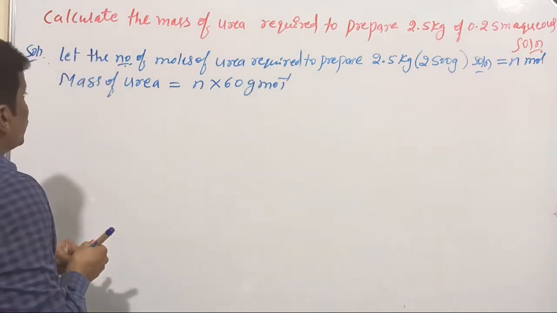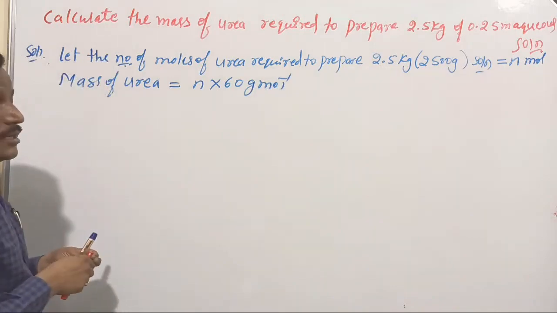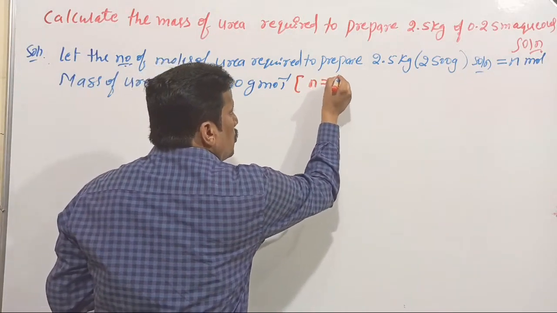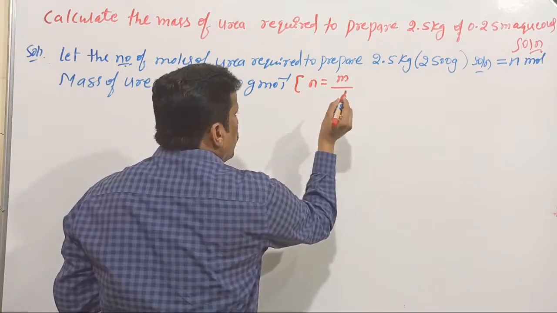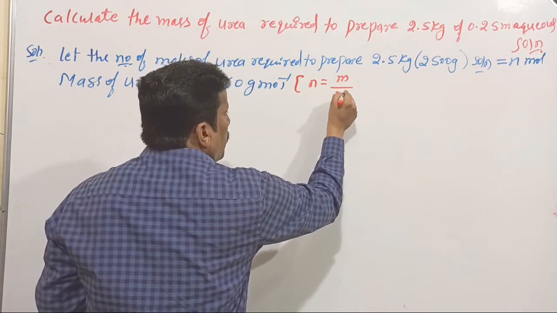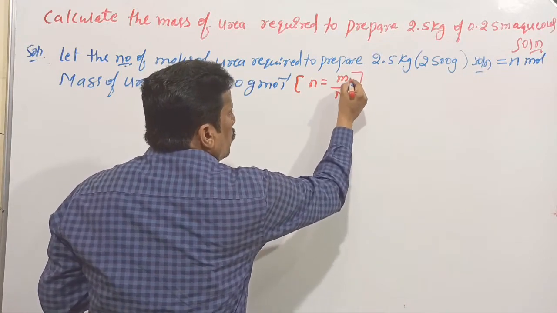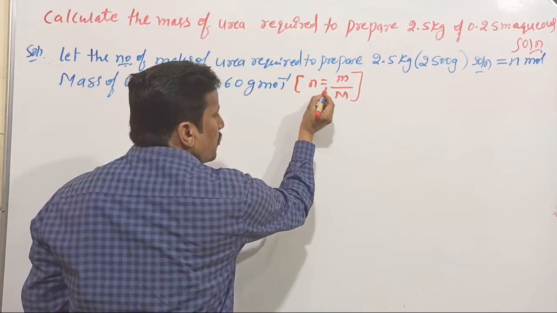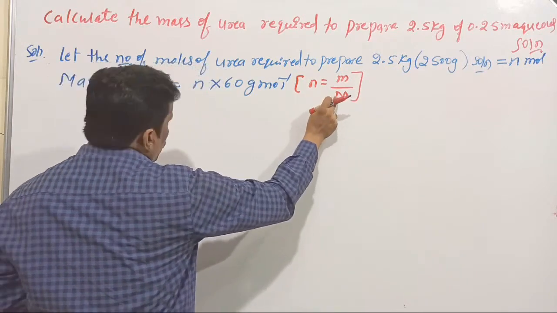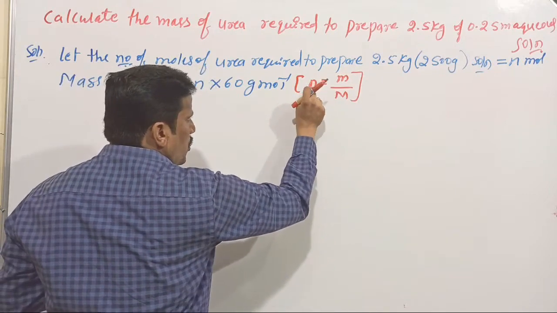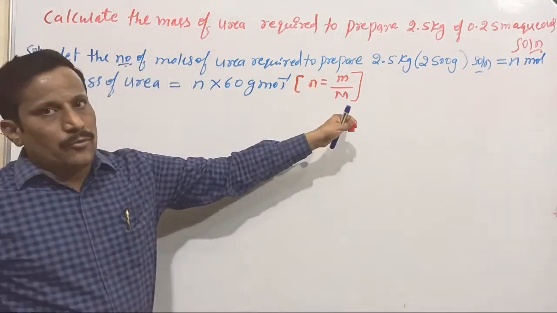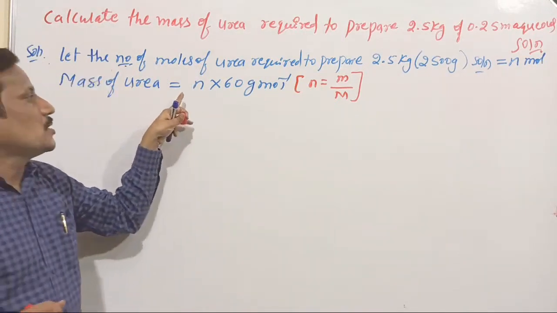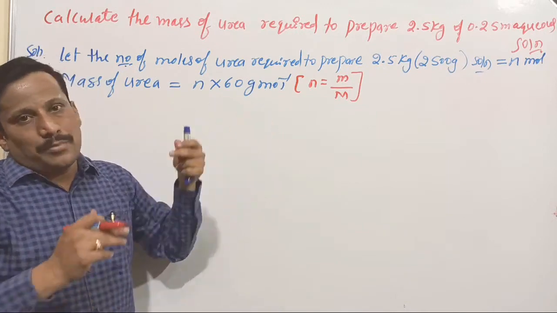Why is it like this? Because on the first day I said we have a formula: number of moles is equal to given mass divided by molecular mass. If you want to have mass, small m is given mass, n is number of moles, capital M is molecular mass. So small m is equal to n into M. That is mass of urea. Mass of urea is equal to n into 60 gram per mole.